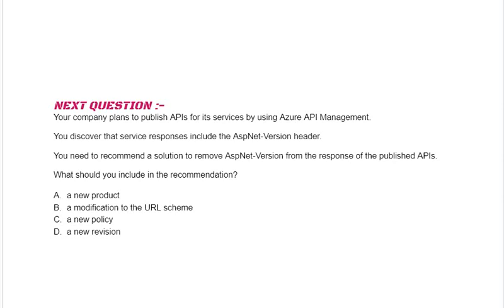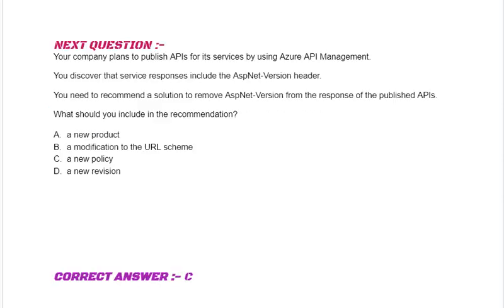Option A, a new product. Option B, a modification to the URL scheme. Option C, a new policy. Option D, a new revision. Correct answer is option C.